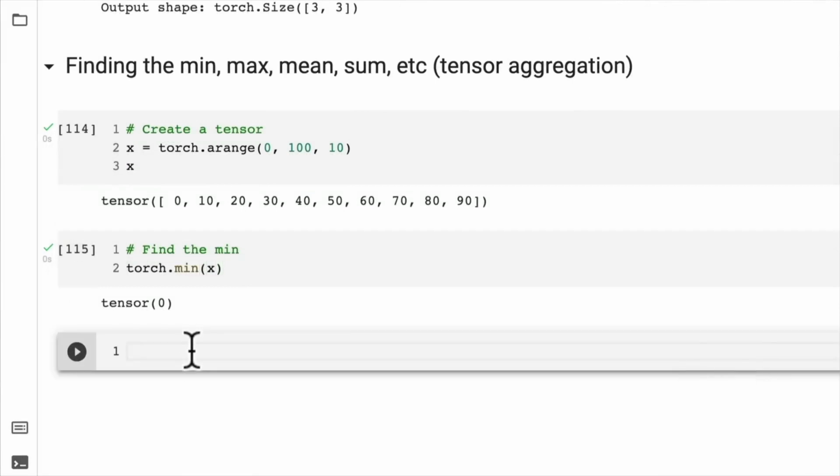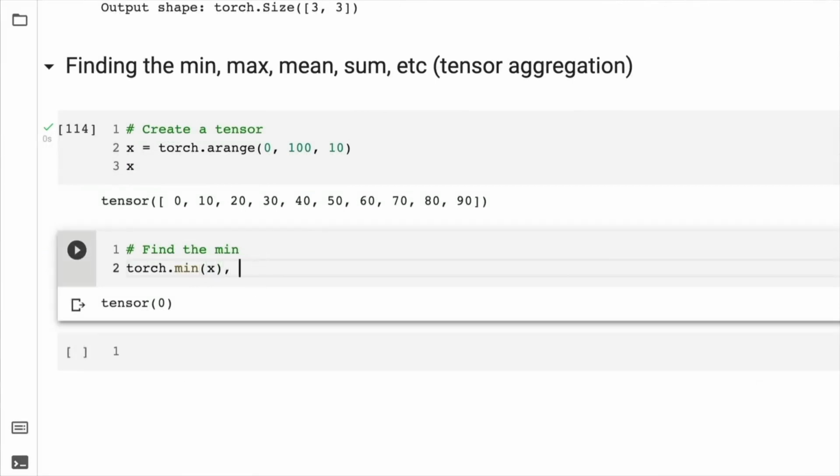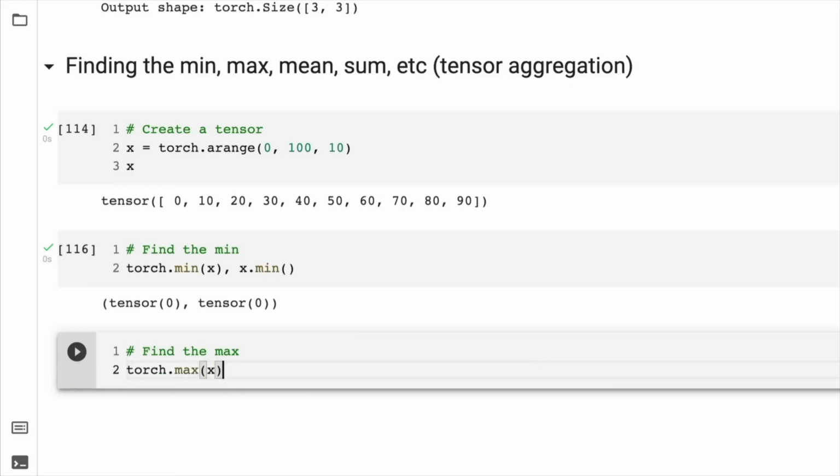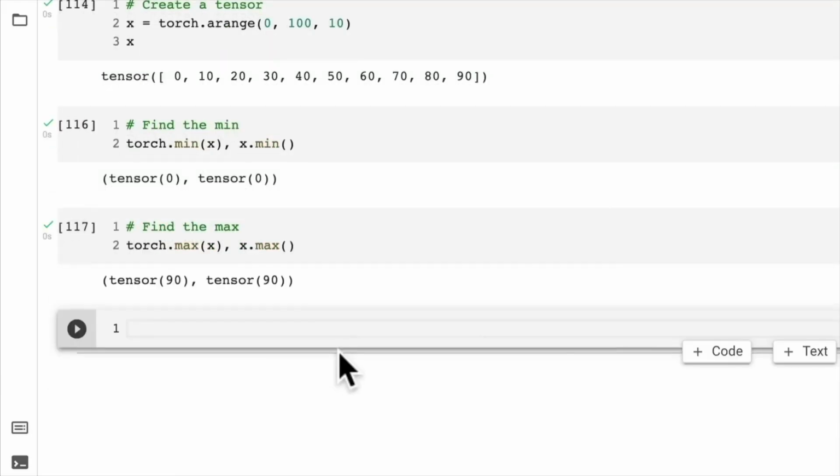Or we could also go x.min. And then we can do the same. Find the max, torch.max, and x.max. Now, how do you think we might get the average? So let's try it out. Or find the mean. Find the mean.